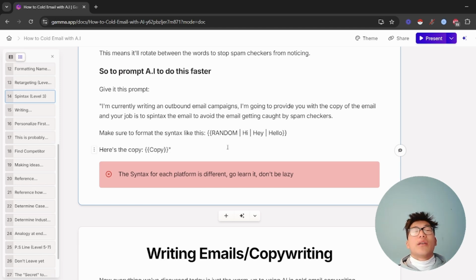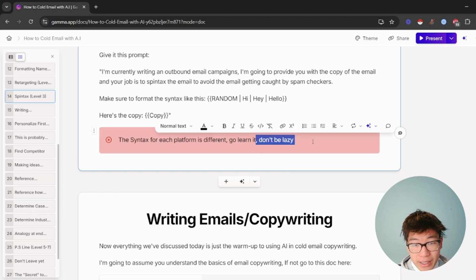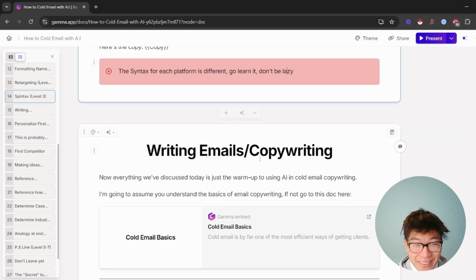Make sure whatever email sending platform you're using actually uses this spintax. This is just for Instantly because I use Instantly, but that's obviously whatever you're doing on your end. The syntax for each platform is different. Go learn it and don't be lazy. Literally, just don't be lazy. Okay, yeah, just go learn it.